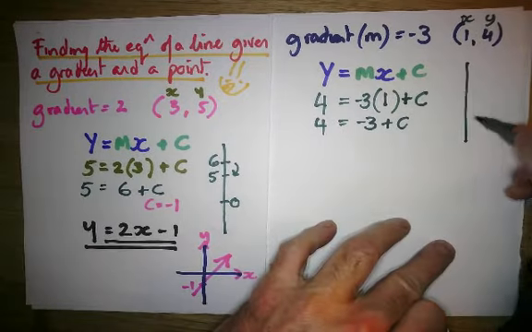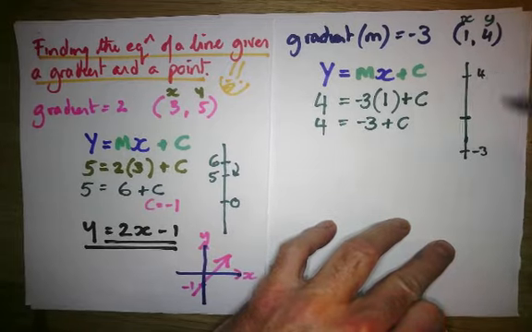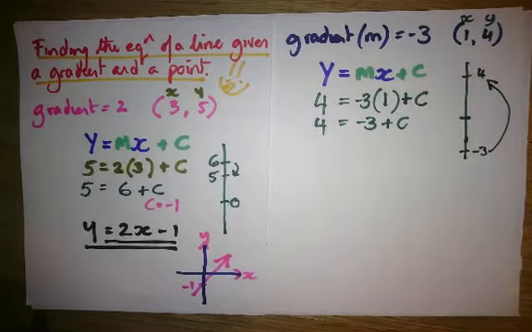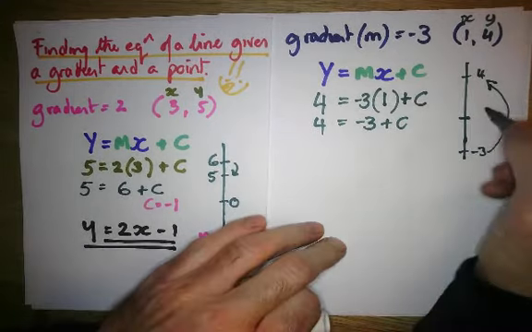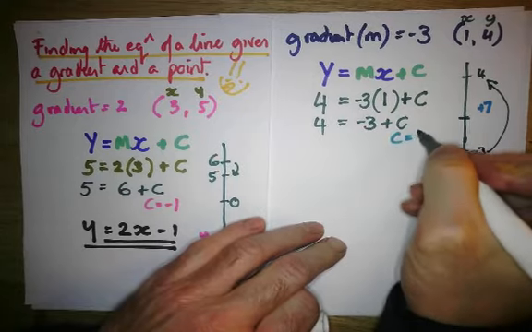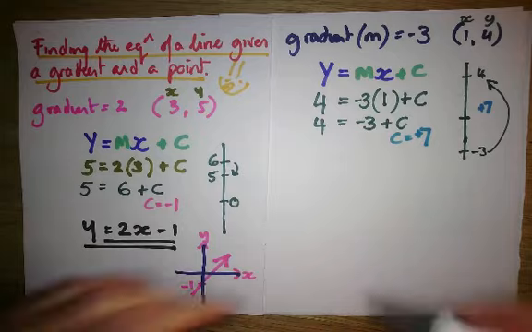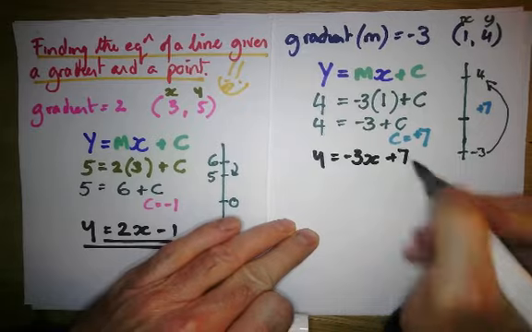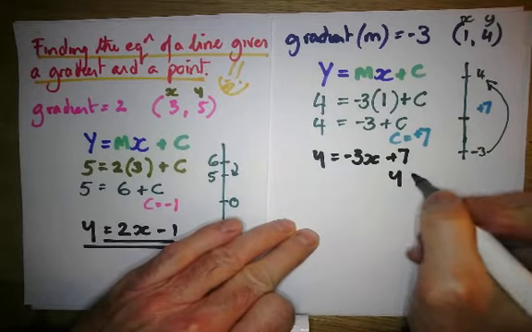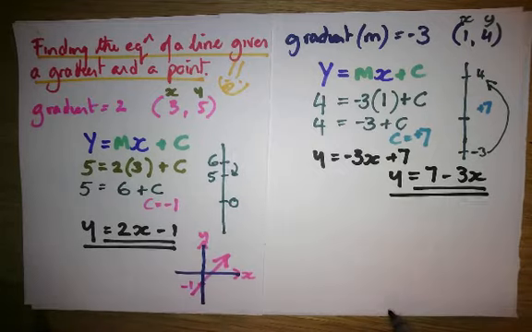Now what do I add to negative 3? Okay, number line. So I've got negative 3. I want to get to 4. What do I add to get to 4? And you've got it, 7. So I add 7, so c equals positive 7. And therefore my equation is going to be y equals my gradient, negative 3x plus 7. And you sometimes can write that, if you wanted to, as y equals 7 minus 3x. And that's sometimes how they write it.